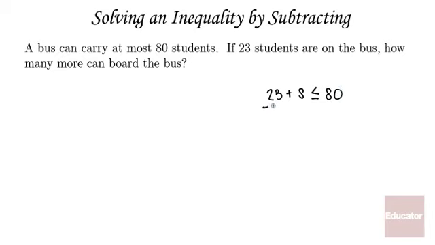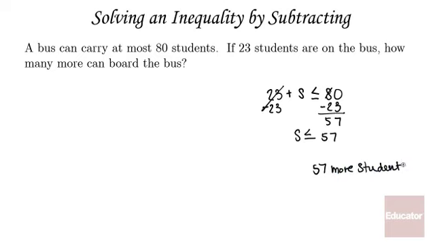So the opposite of adding 23 students is subtracting 23 students. And S is less than or equal to 80 minus 23. 10 minus 3 is 7. We borrowed, so 7 minus 2 is 5. 57. So how many more can board the bus? 57 more students can board the bus. It doesn't have to go all the way up to 57, but if we need to fit as many people on as possible, it could fit 57 more.